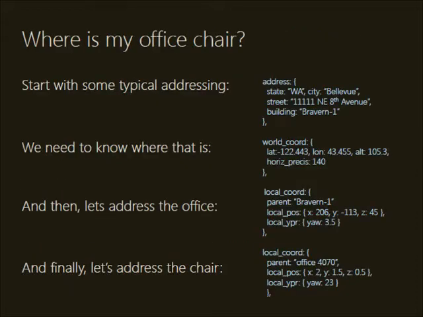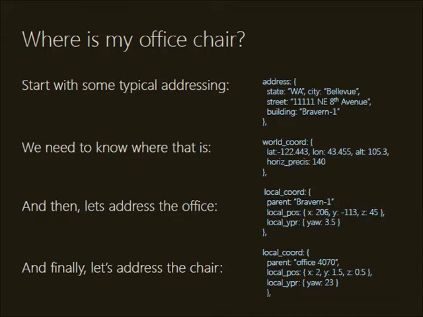So ask yourself, where is my office chair? I'm going to give you the answer for me. This is sort of a real-world example to think about the local coordinate system issue. Start with the typical addressing. Well, that's not very precise. It's accurate, certainly, but it's not very precise. What we need to know there is what's the latitude and longitude, maybe the altitude, but what's the precision of those numbers, so we have some guess.